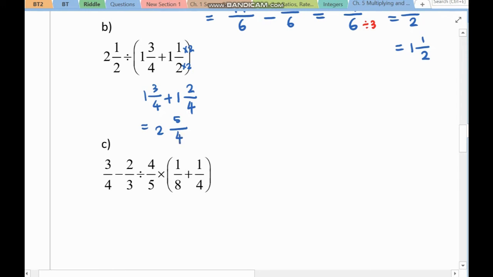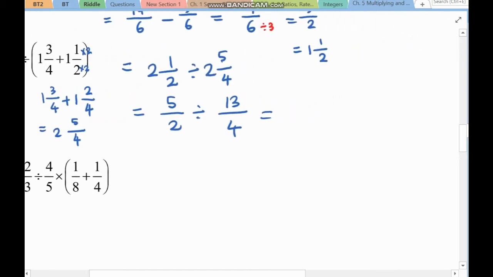Okay. And after that, everyone, we're going to rewrite it. 2 and 1 over 2 divided by 2 and 5 over 4. Division. When you have division, you always need to change it to improper fractions. So 2 times 2 plus 1 is 5. And 4 times 2 is 8, 8 plus 5 is 13.